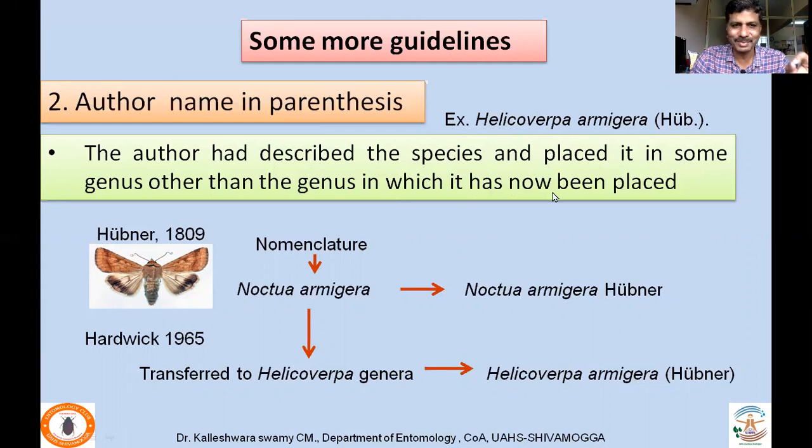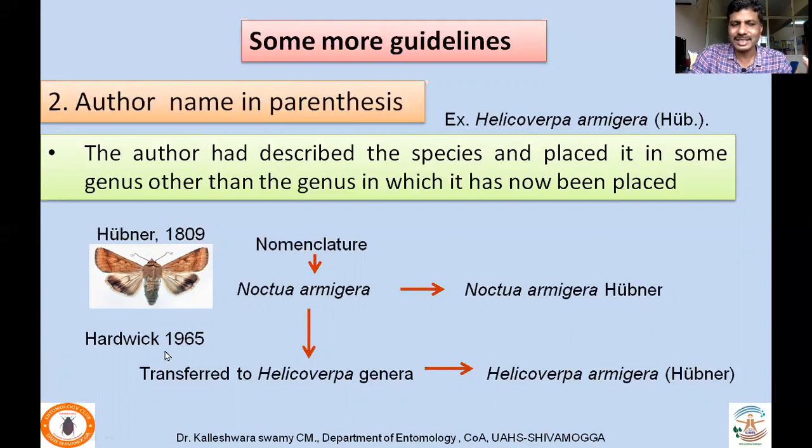Looks complex, right? But I'll take an example. Say Hübner is a taxonomist who collected this specimen for the first time, and he described it and named it Noctua armigera. So as a procedure, it should be called Noctua armigera Hübner, right?